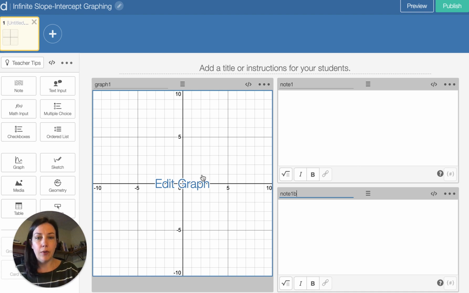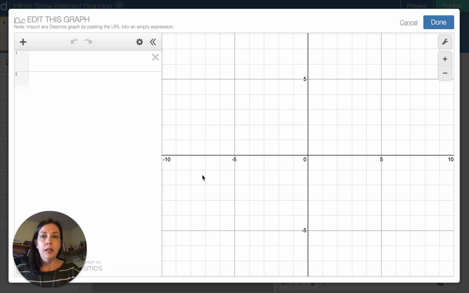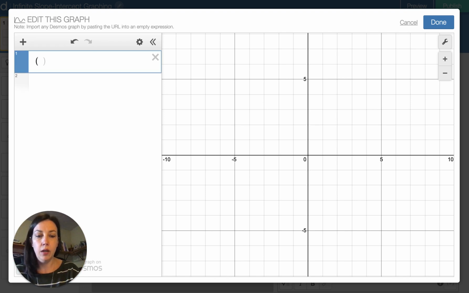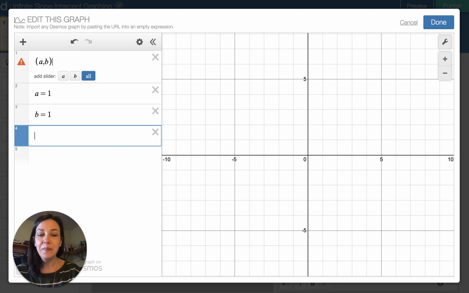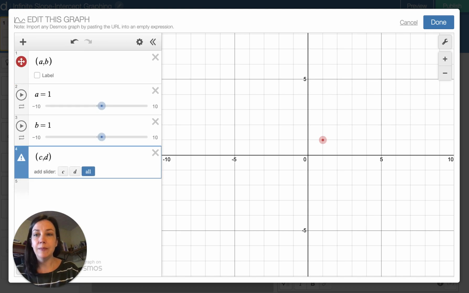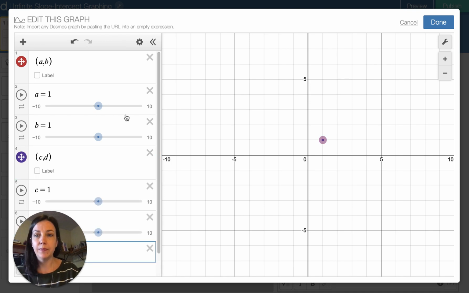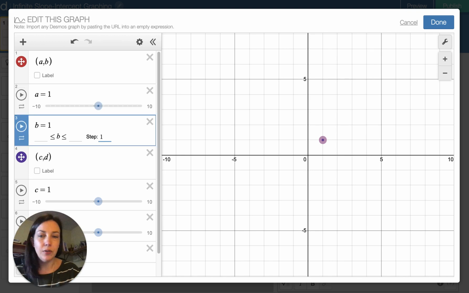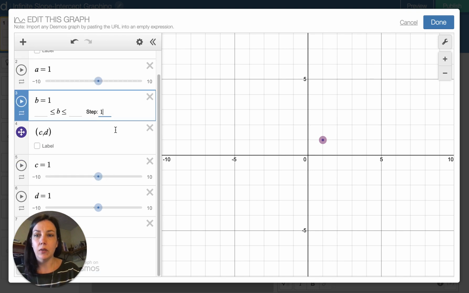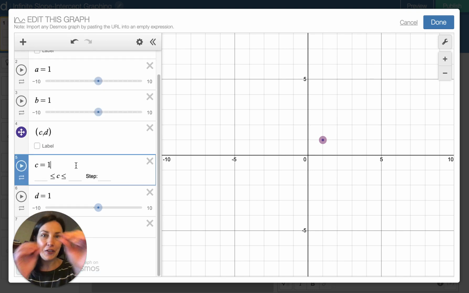Okay, let's start with the graph component. I'm going to edit the graph. So I'm going into the computation layer, into the edit part. And I'm going to start with the 2 points that they're going to drag around. I'm going to call the first point AB, and the second one CD. I want these to go by a step of 1. If I don't do that, then the students aren't quite sure if they have it on the point or not. This will jump as they go along here. This is also nice with the video because I talk with my hands a lot.